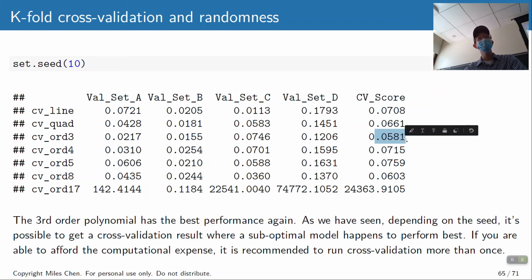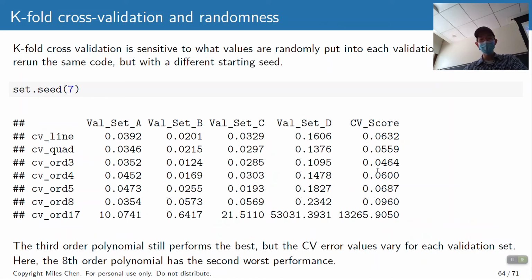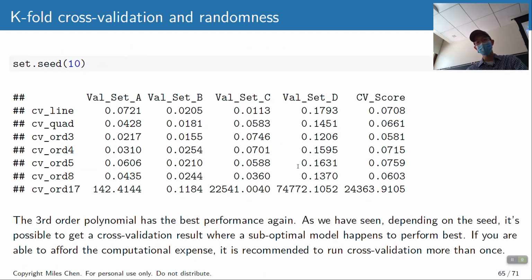0.0581 here. On these slides, I've got a bunch of tables and numbers. The most important number for selecting the model is the one in the final column, CV_score, which is the average of the other four columns, the mean squared error for each of the 4 different validation sets I've created. This illustrates how the process works, but also that it is subject to randomness.